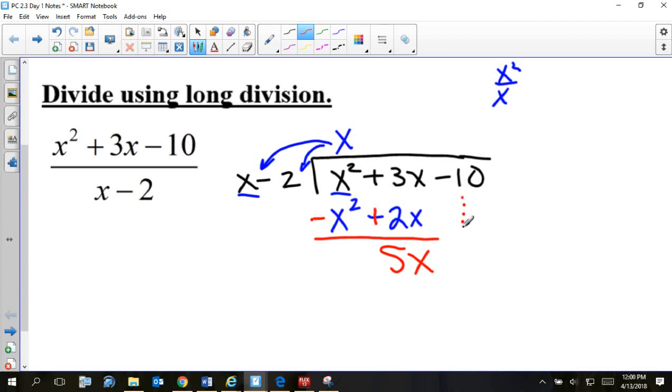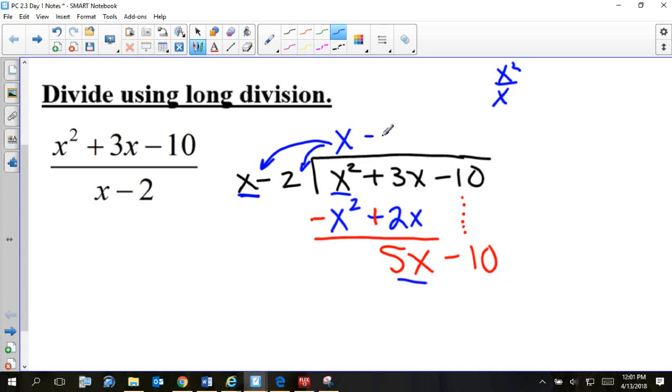Bring it on down. We bring down minus 10. And then we repeat the process. Start with the first term x and the first term 5x. How many times does x go into 5x? What times x is 5x?